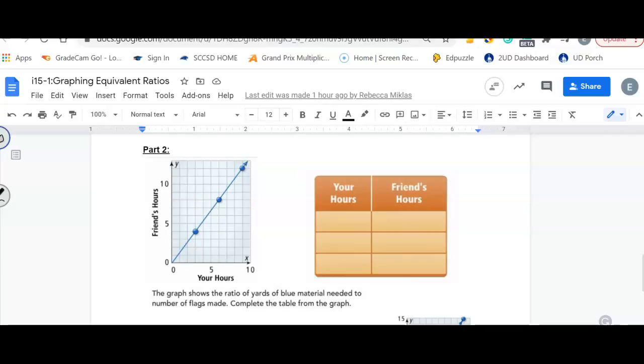All right, 2 at a time. I'm going to go ahead and go over these. And this first one, your hours. What's the first one? Your hours, Kaden? 3, and that means your friend's hours would be, Samantha? 4. And your hours are 6. Your friend's hours are, altogether? 8. Your hours are 9. Your friend's hours are 12. Oh, perfect.